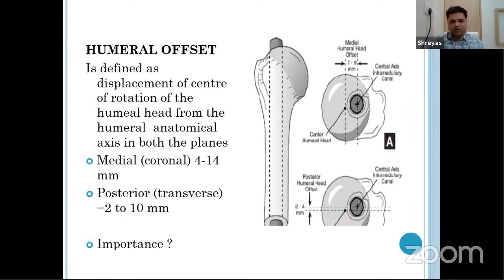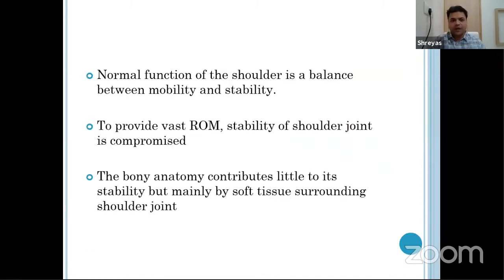So what is the importance of this humeral offset? During the replacement, if the offset of the prosthetic head is too much, then overstuffing of the joint occurs, which leads to increased wear and tear and decreased range of motion. And if the offset is too little, then the glenoid and the supraspinatus lose their lever mechanism, and there is an impairment in abduction and decreased range of motion.